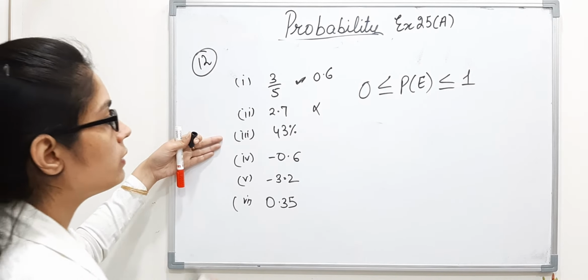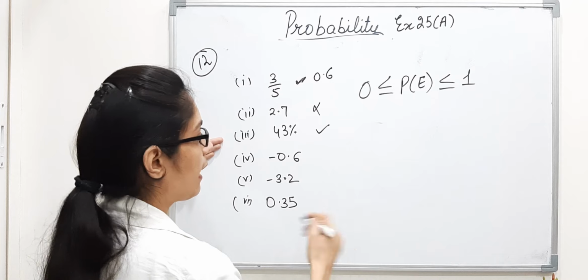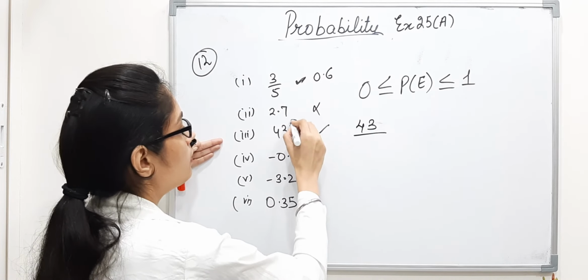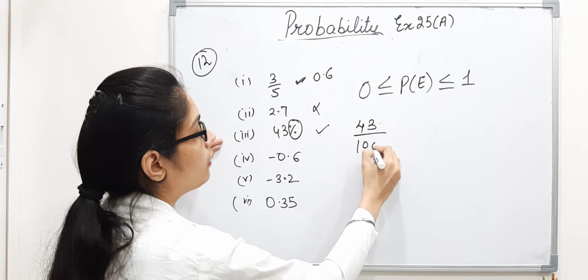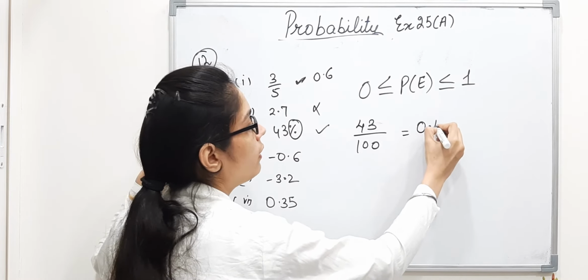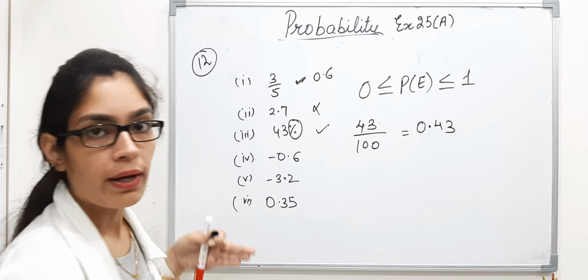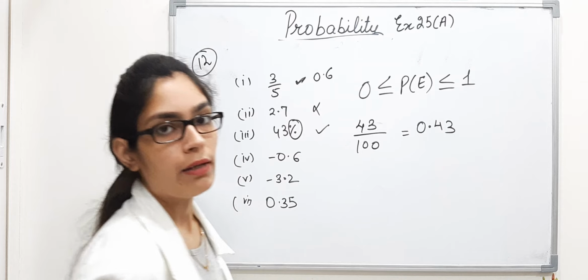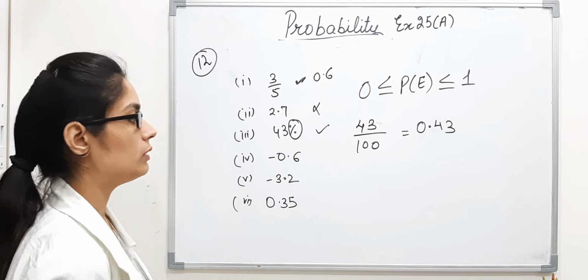Now 43%, yes, it can be. Why it can be? Because 43%, on removing the percent sign, I will get 100 as my denominator, and this will be 0.43. 0.43 is again a value which comes between 0 and 1. So yes, this is possible.